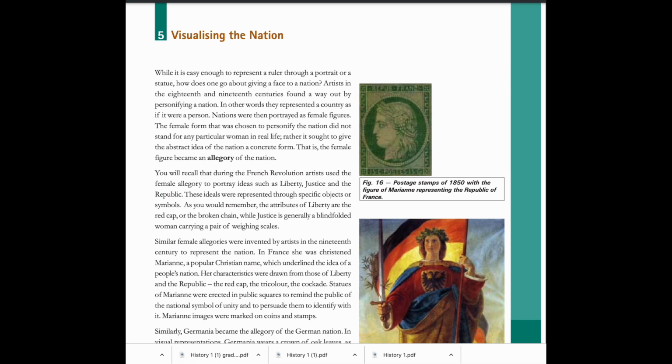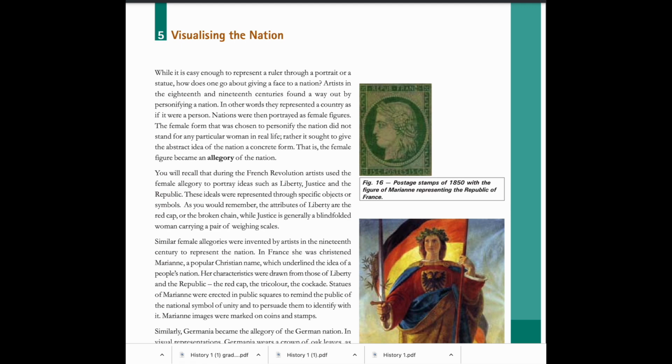The female form that was chosen to personify the nation did not stand for any particular woman in real life. Rather, it sought to give the abstract idea of the nation a concrete form. That is, the female figure became an allegory of the nation. You will recall that during the French Revolution, artists used the female allegory to portray ideas such as liberty, justice, and the republic. These ideals were represented through specific objects or symbols.